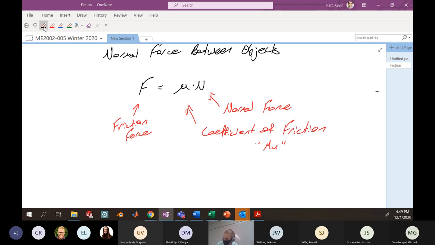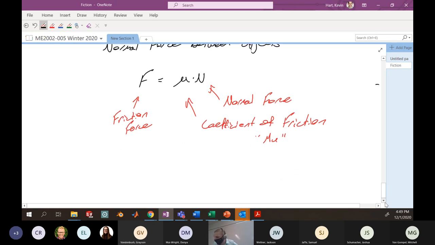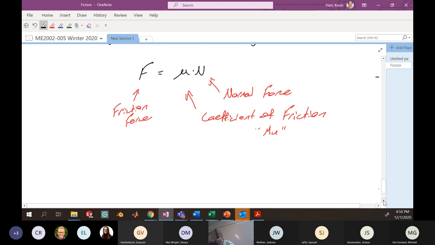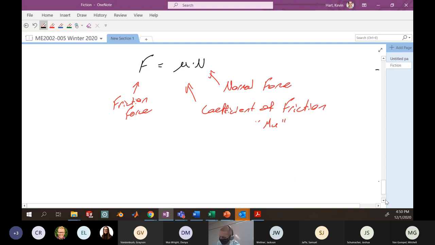Okay, back to reality. Oops, there goes gravity. So the friction force is linearly related to the normal force: friction force equals mu times N. Now, the value of mu varies, depending on whether you have a static frictional force or a dynamic frictional force. So let's talk about this coefficient of friction quickly and the differences. Like I said, mu is the coefficient of friction.